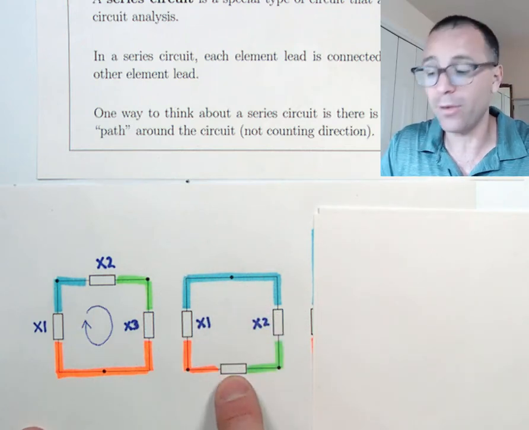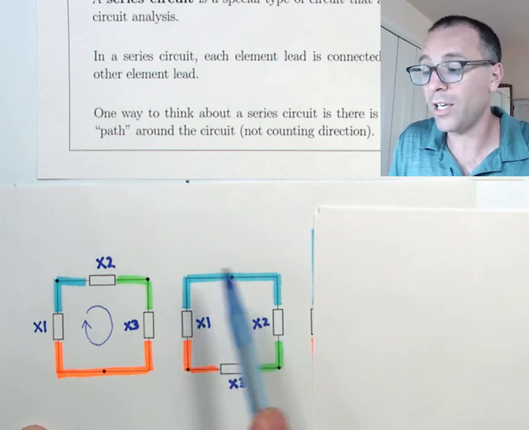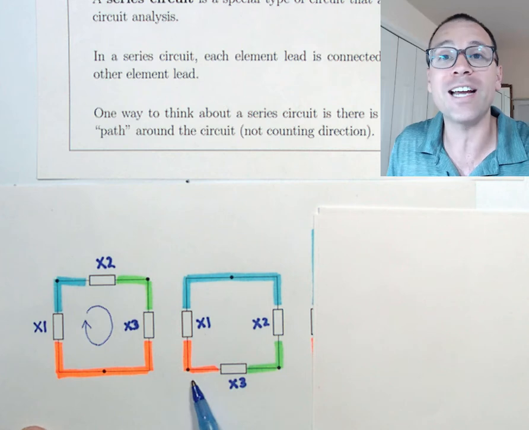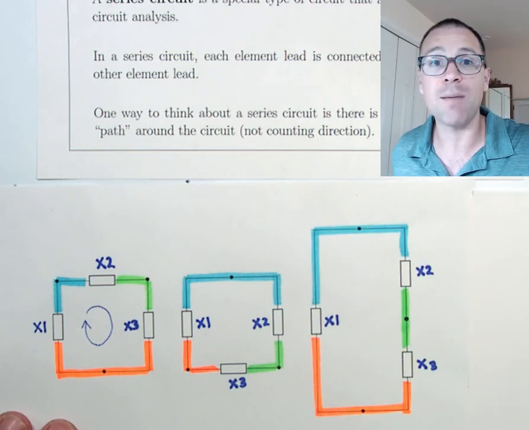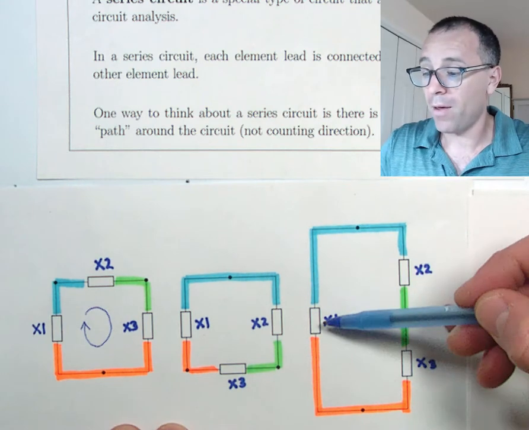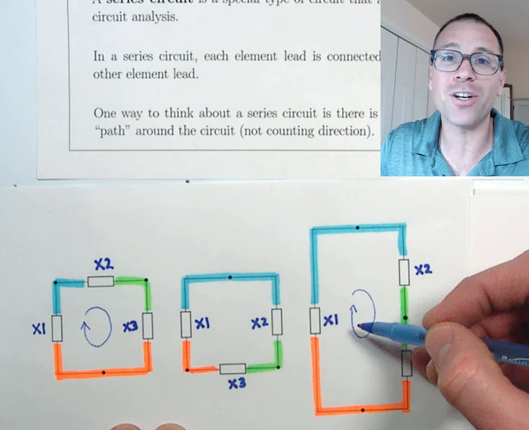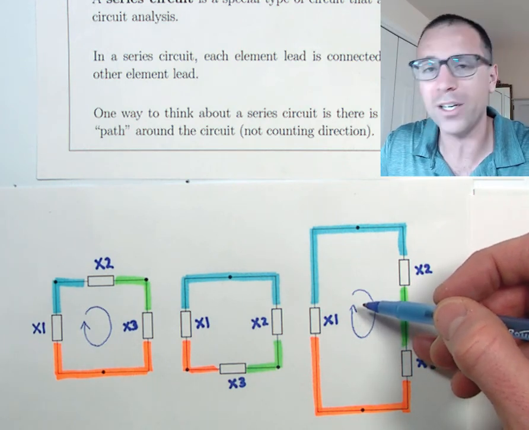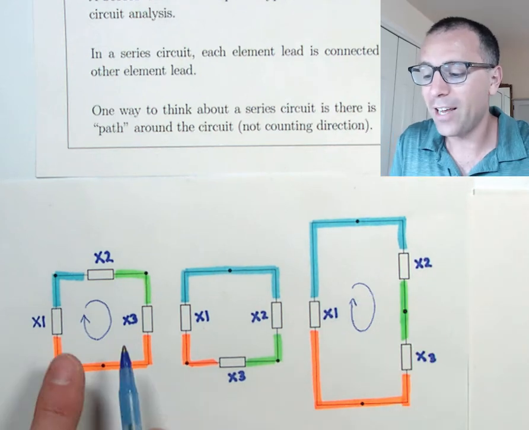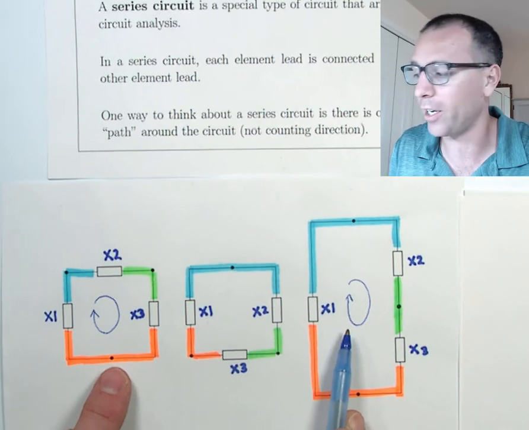This is in series because if we look at the connectivity between the leads, each individual lead of the elements is only connected to a single lead of another element. Another way to think about this same exact circuit, these leads connect only once. There's only one path around the circuit, assuming we don't take direction. That's called an undirected path. We'll talk more about that when we discuss graph theory. But we say that these three circuits represent series circuits.